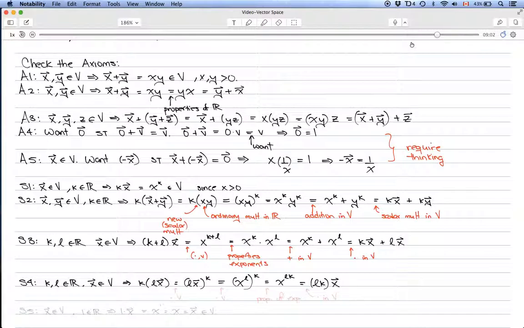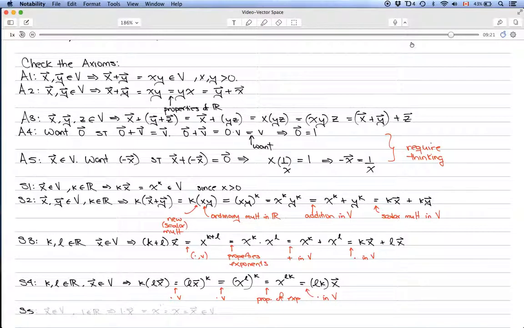So let's just reiterate, this follows by scalar multiplication in V, this follows by scalar multiplication in V, this is by properties of exponents, and this follows by scalar multiplication in V.